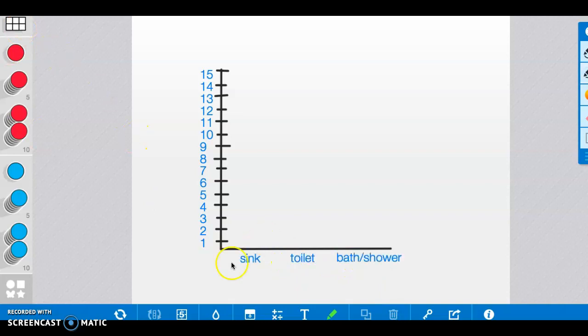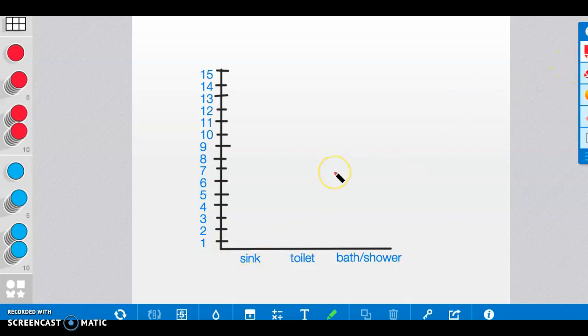Okay, now that you have your labels on the bottom, we are going to start filling in our data. I hope that you collected data yesterday and got as much as you could. I do understand if you didn't get a lot, but hopefully you got enough to show some good data. So I'm going to start first with the sink.